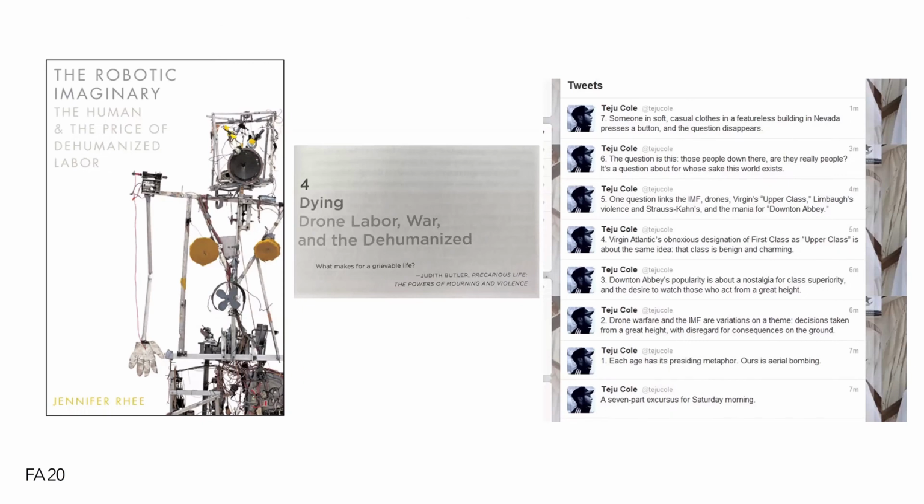Okay, the last visual I want to show you is from this book by Jennifer Rhee. It's called The Robotic Imaginary: The Human and the Price of Dehumanized Labor. So dehumanized labor meaning AI and robots, and technology. And so all of the examples I took are about drones. So they're from chapter 4, which is called Dying, and then the subhead is Drone Labor, War, and the Dehumanized.